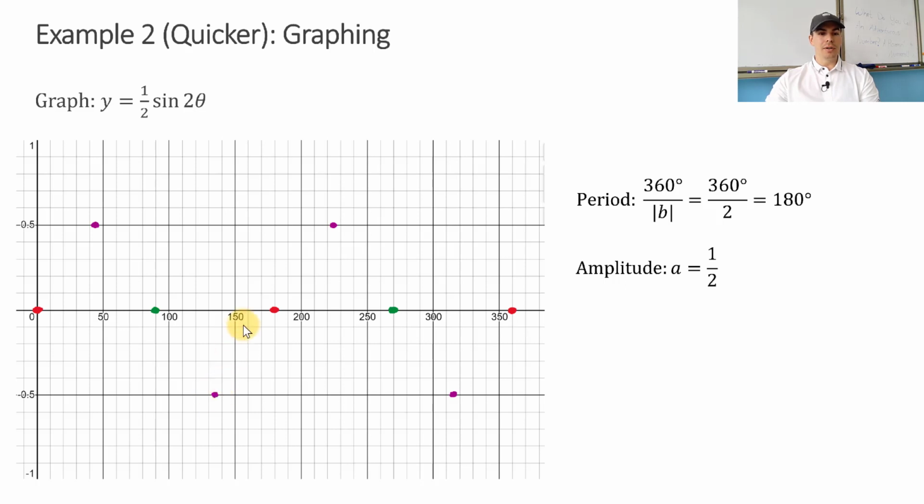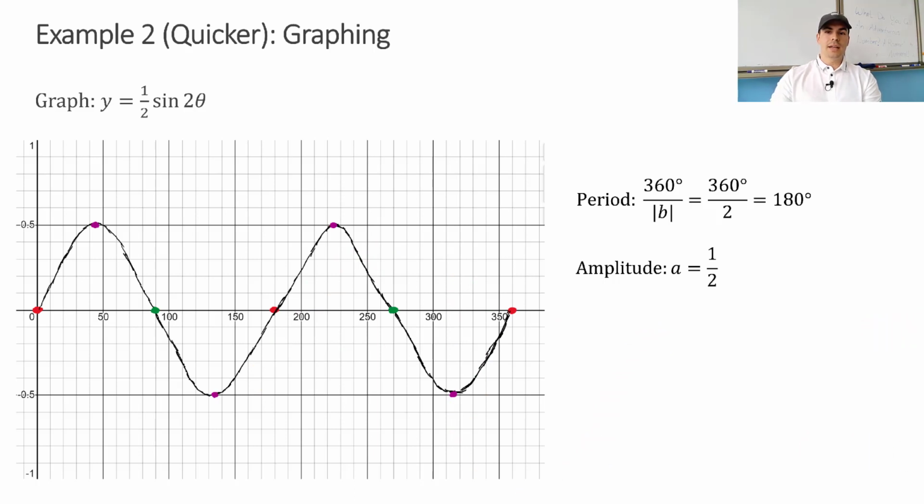And then I can just repeat that for however many periods I'm graphing. I'm going to suggest that you always graph at least 2 periods. I'm going to require that. Always graphing at least 2 periods for these graphs. And that is it. Once I have these critical points here, I can just go ahead and connect these because I know what the general shape of sine will look like, and I have my graph already.